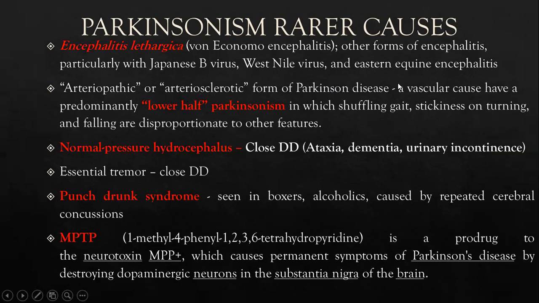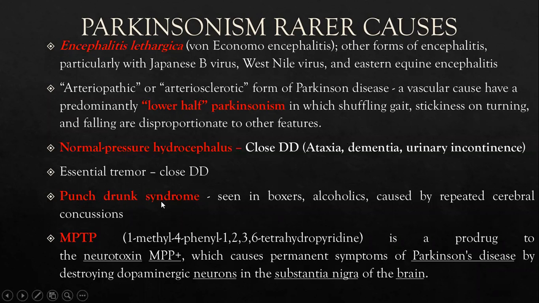When such a vascular cause is causing Parkinson's, we predominantly see a lower half Parkinsonism, in which shuffling gait, stickiness on turning, and falling are disproportionate to other features, and only the lower half of the body is involved, and there is symmetrical involvement as well. Another important differential is normal pressure hydrocephalus, including ataxia, dementia, and urinary incontinence as its features. Essential tremor is again a close differential and it is most difficult to differentiate this tremor from a Parkinson's tremor.